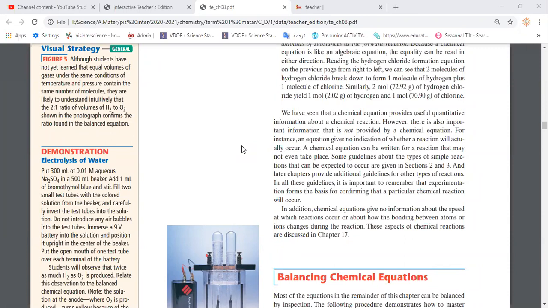Also, the chemical equation, sorry, and the formula equation also doesn't represent the speed or the rate of the chemical reaction.